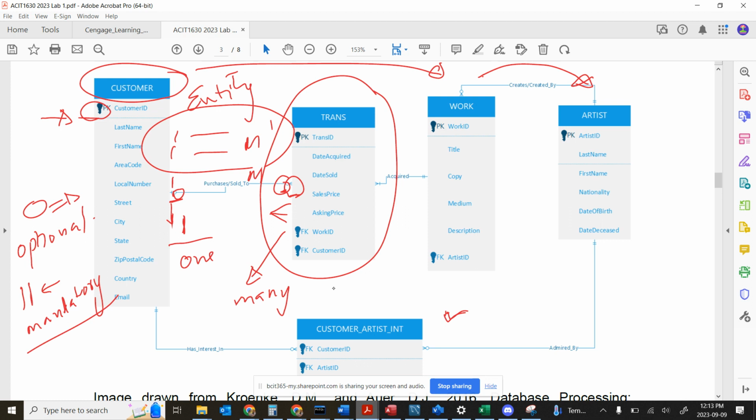Okay. Then we have something here, right to left now. One transaction belongs to one customer. Can one transaction belong to multiple customers? That is not possible, right? But can multiple transactions belong to one customer? Yes. So the answer here will be one to many.